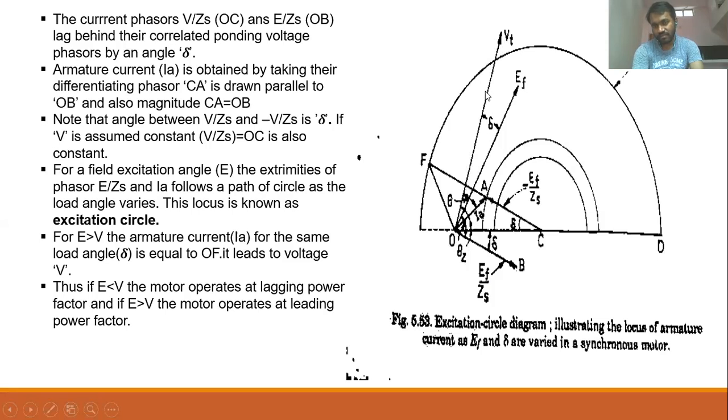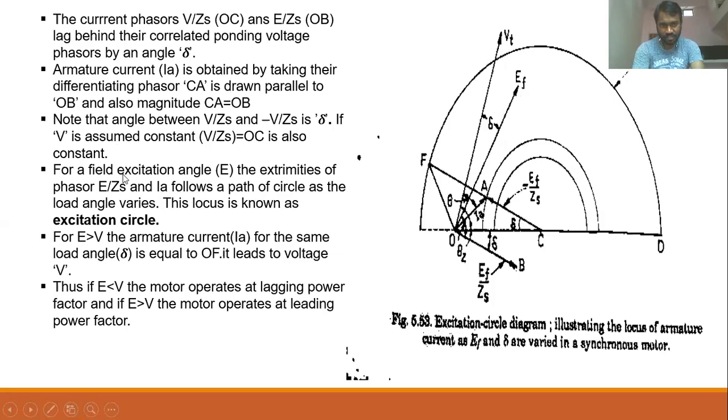Now here we know the angle between VT and E, VF and VT and EF, that is nothing but delta here. So with respect to VT, I can also find out the EF. In this manner, I can find out OB, OC, IA, V and EF. So this is what we discussed up to this extent here.